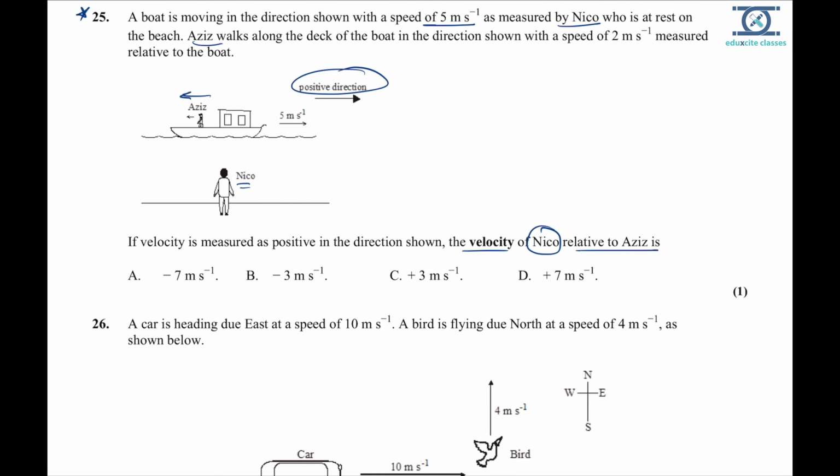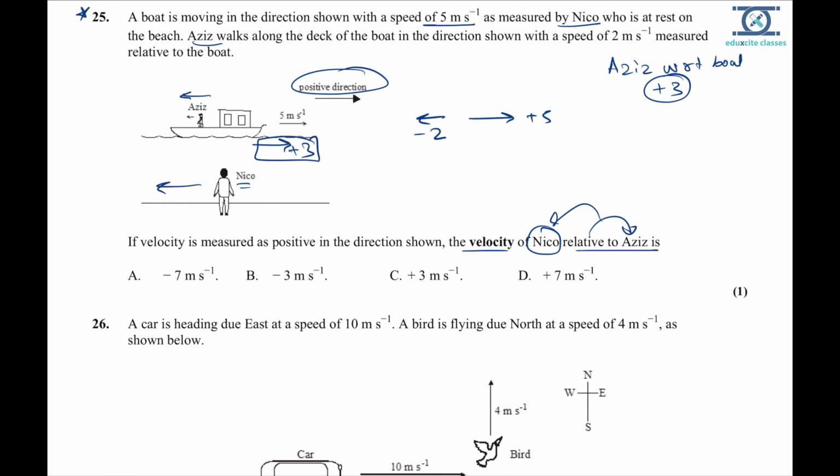Now look here. This is plus 5, and this is minus 2, because Aziz is moving with minus 2. So the relative speed of Aziz with respect to the boat is, I repeat, plus 3. Overall, Aziz is moving plus 3. So relative to Aziz, Nico is moving in the opposite direction with 3, so it will be minus 3. So the option is minus 3 meters per second.